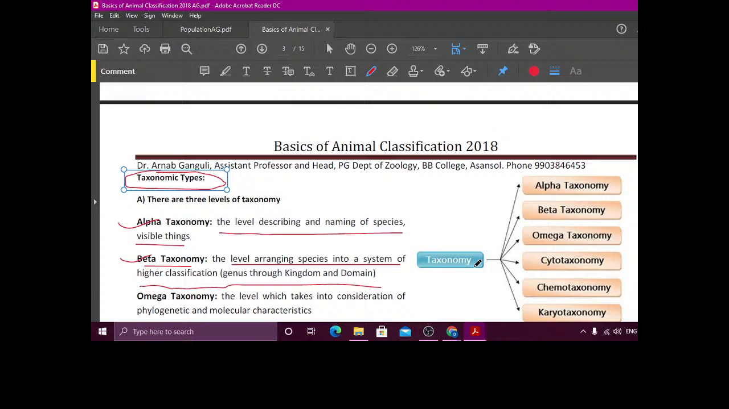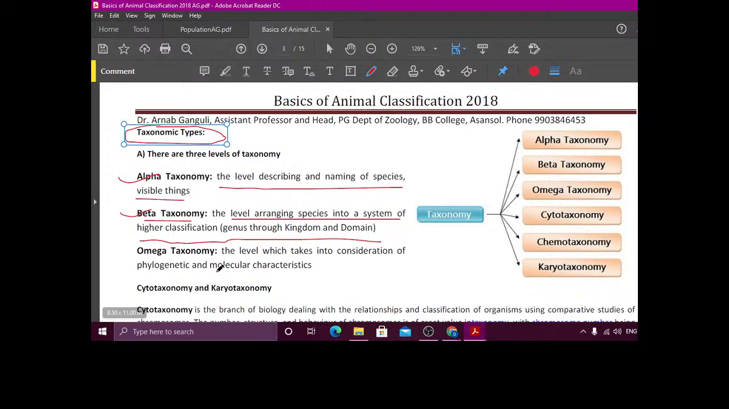You describe that animal and name the species according to certain characteristics. Canis familiaris. Okay, so this is the dog. It's got teeth, it's got a tail, it's got these particular characteristics of a dog. Therefore, this is a dog. It's Canis familiaris. Then you organize it under family Canidae, order Carnivora, class Mammalia, and so on. That is studied in beta taxonomy.